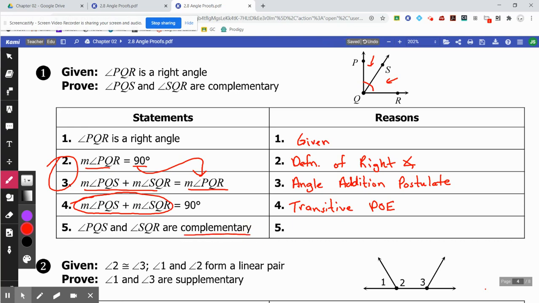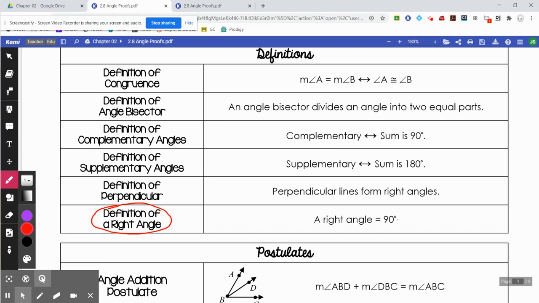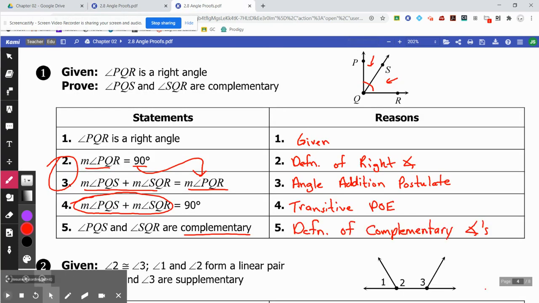Let's find that on our sheet. And it is right here. If they add up to 90, they're complementary. If they're complementary, they add up to 90. Biconditional, works both directions. That would be the definition of complementary angles.